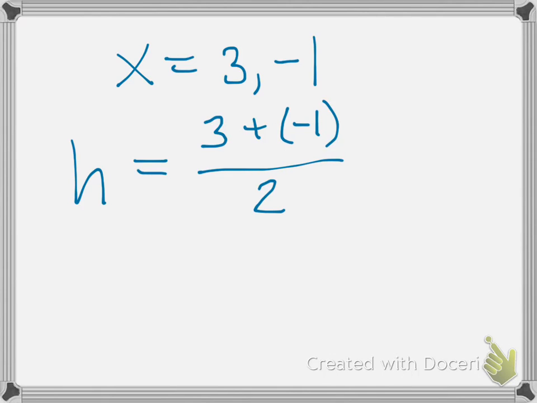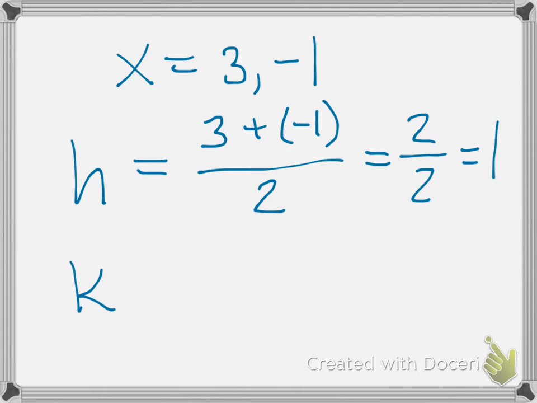What we're doing is trying to find the midpoint between them on the x-axis, which is the value that h will be. And so we're going to average them, or add them and divide by 2. So 3 plus negative 1 is 2, divided by 2 is equal to 1. And so h is 1.